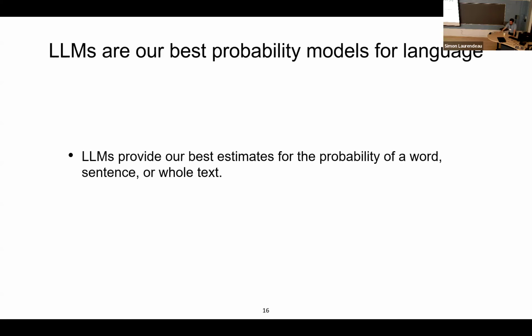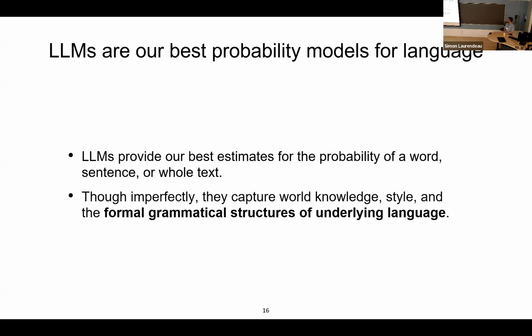Language models are our best probability models for language. They're not perfect, but they're the best thing we have for use in the various sciences of language. So they provide our best estimates for the probability of a word, sentence, or whole text, and we'll see some applications of that soon. And though imperfectly, they capture many rich and subtle things in language, including world knowledge, style, and the formal grammatical structures that underlie language.